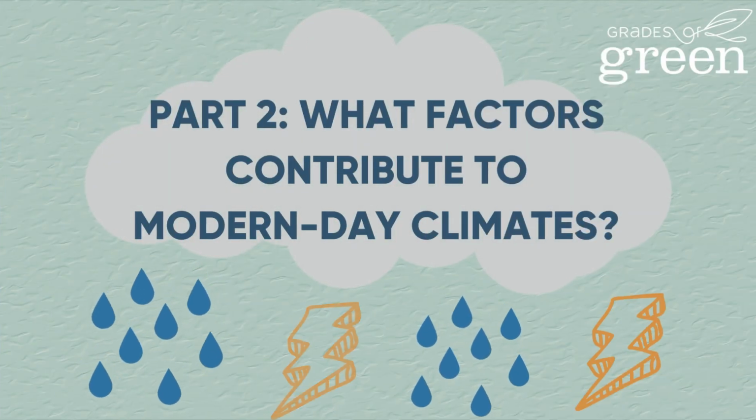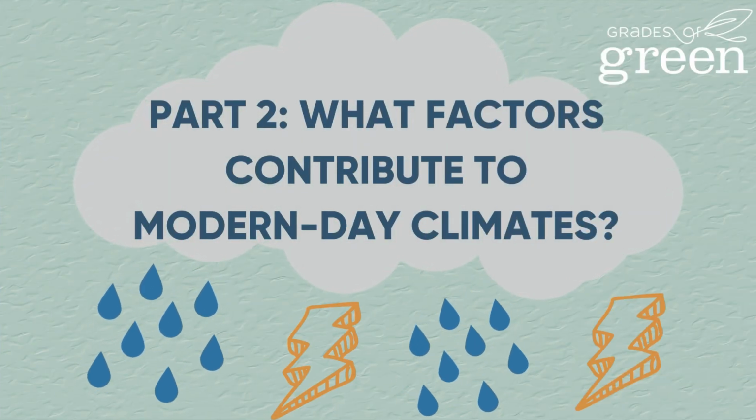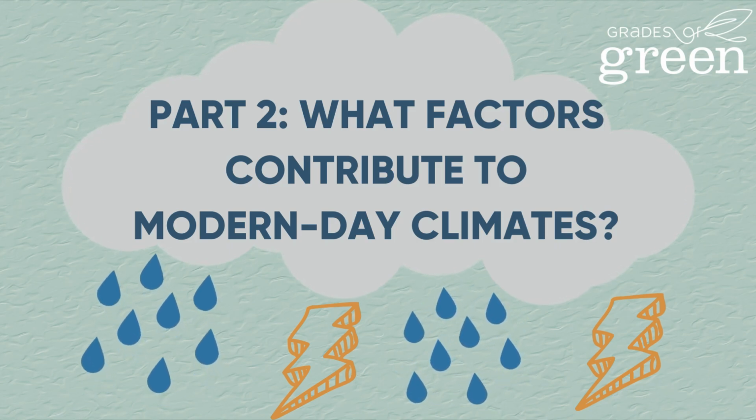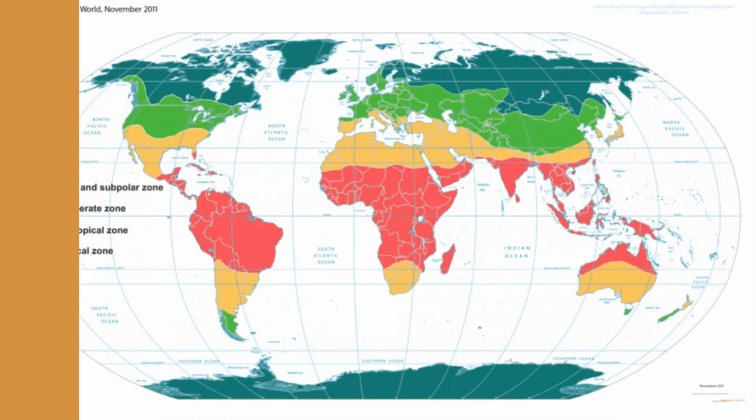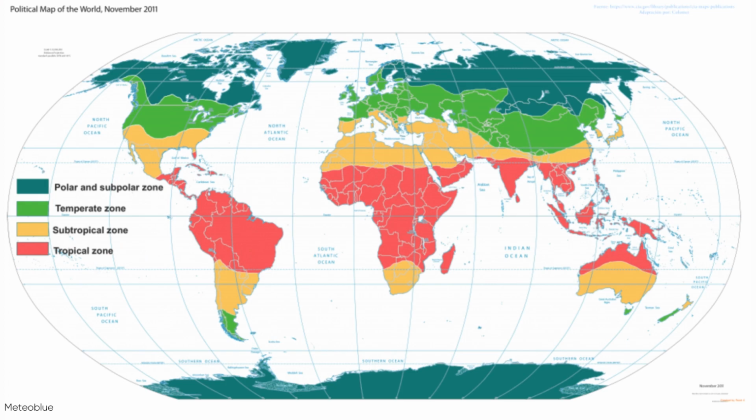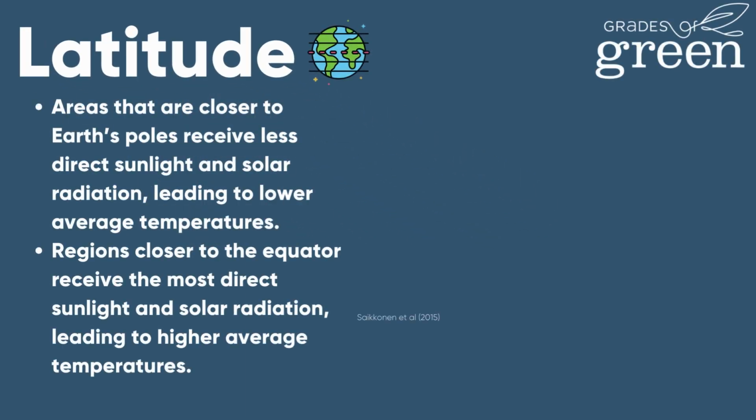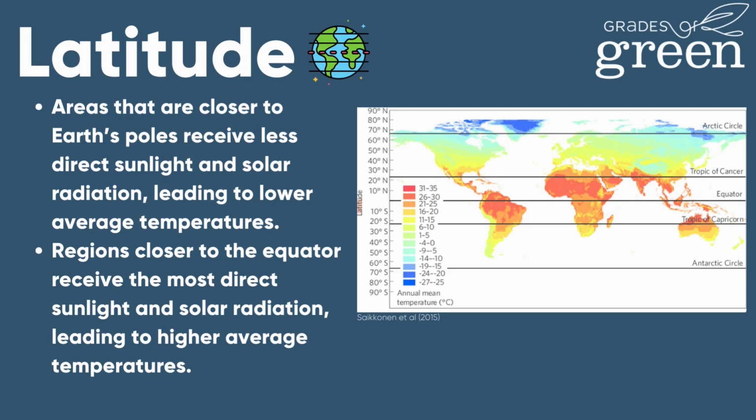Now, to better understand climate change, let's take a closer look at the key environmental factors that shape our climate today. Take a look at this map of Earth's climatic zones. You may notice a pattern in how the climate changes as we move away from the equator. Let's dive a bit deeper into the specifics, starting with latitude. A region's latitude, how far north or south it is from the equator, plays one of the most important roles in determining a region's climatic conditions.